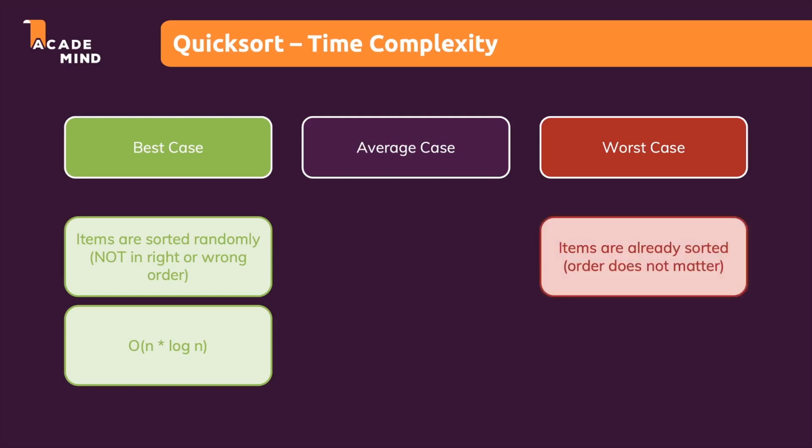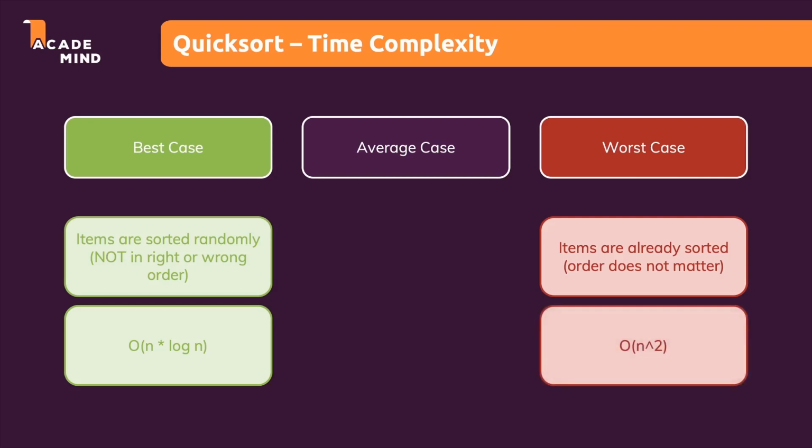In the worst case, on the other hand, items are sorted, and that is actually bad for this algorithm because since we always take the first element as a pivot element, we will always end up with a case where one array, the smaller elements array, for example, is empty, and the bigger elements array has all other elements because they're already sorted. And in such a case, we will have a disadvantage in this algorithm, and we will end up with quadratic time complexity. Now, why will that be the case?